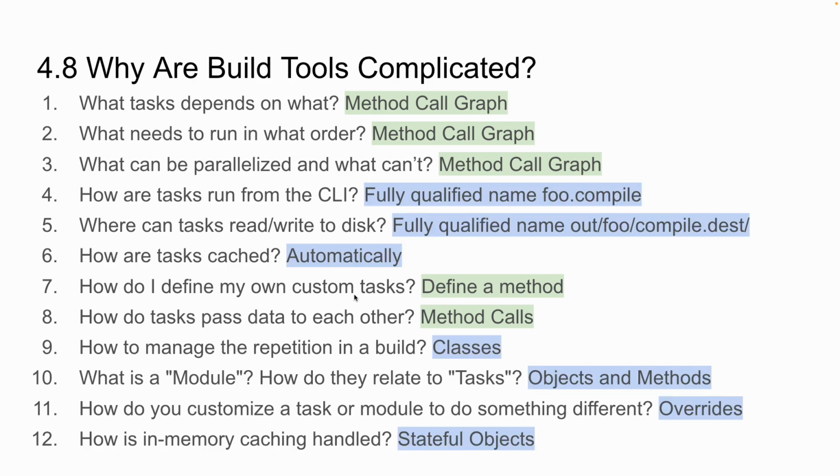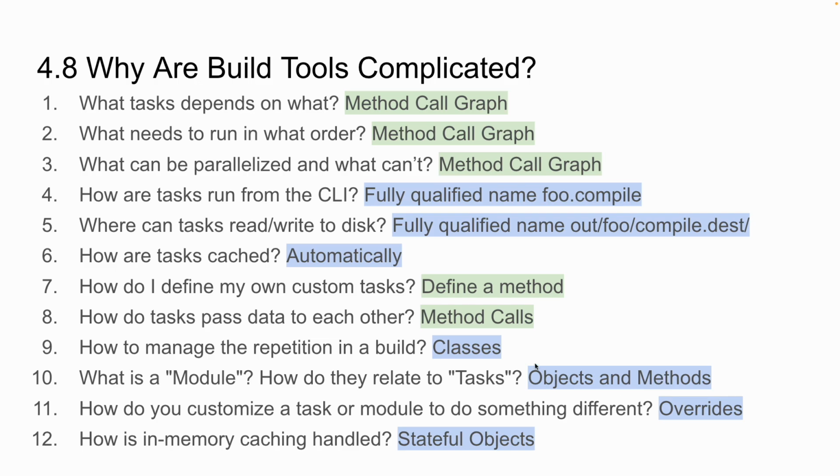And for the things that aren't answered by the method call graph, they are answered by the object-oriented nature of the Mill build. So the idea of foo.compile as the name of the object foo with the method compile. The foo.compile.dest similarly comes from that. The idea of if I've repeated modules, let's say I have 5 modules that are all similar, I can define a class, such as Java module, and instantiate that class 5 times. And if I want to customize any of those modules, I can override one or more of the methods in those modules, or even define a subclass that overrides methods and inherit from the subclass.